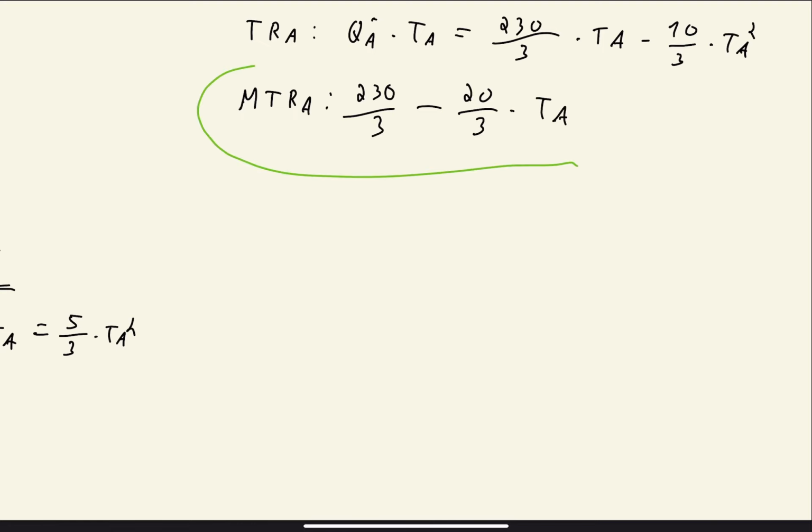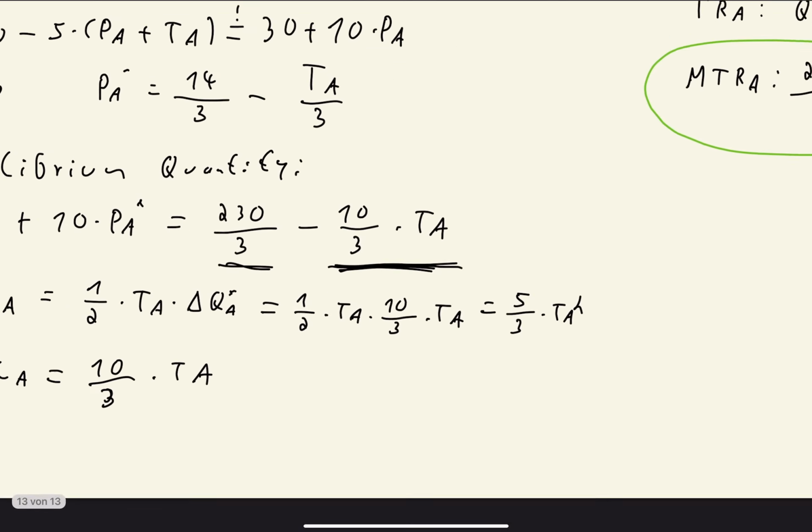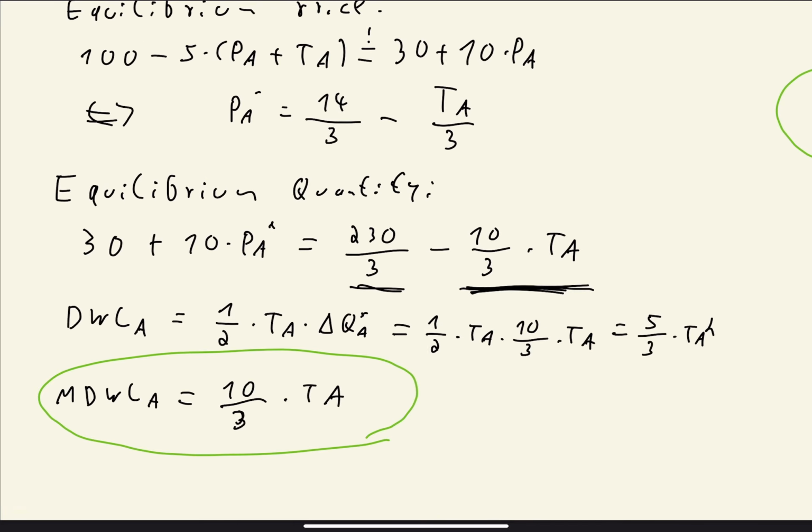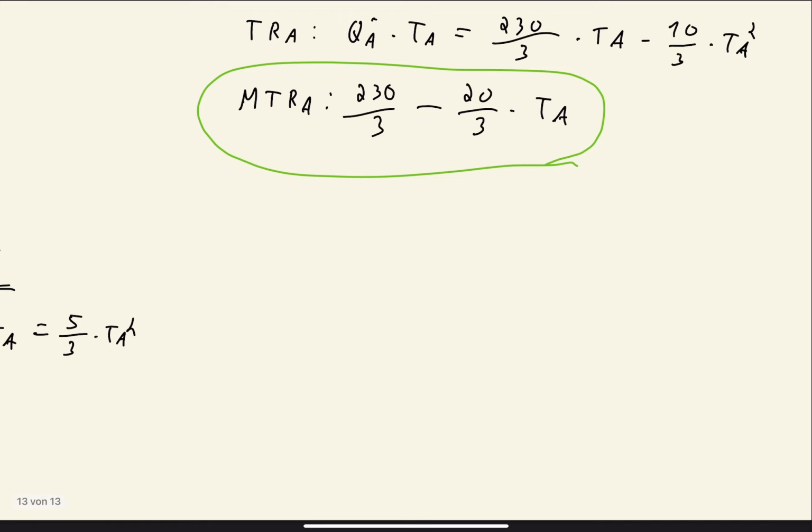So those are the two things that we need for apples: the marginal deadweight loss and the marginal tax revenue. So let's go to bananas.